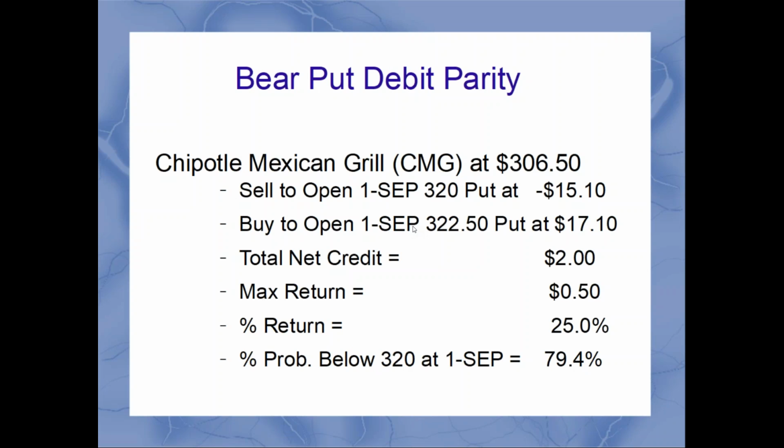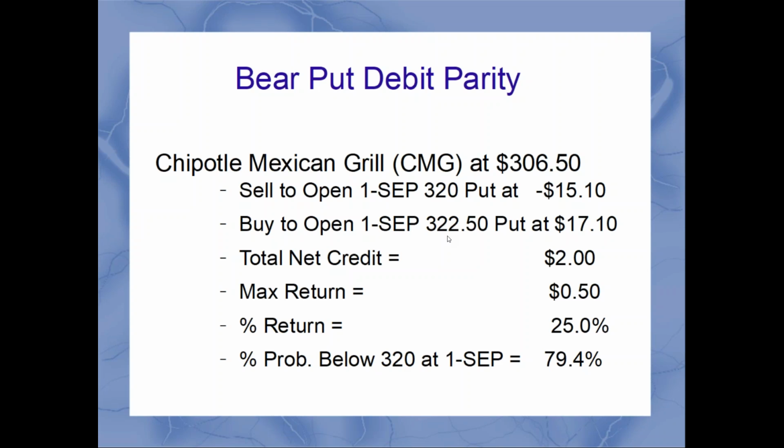Now, the bear put debit, we are starting off with an in-the-money put. Why is it okay to start off with an in-the-money put where we don't want that to happen in a bear call or the bull put credit? Because remember, that option that I'm buying in the debit is deeper in the money. In the case of the bear put debit, I can sell the slightly in the money 320 put for 15.10 and buy the deeper in the money 322.50 put at 17.10. So if I do get assigned early on this in the money 320 put, my long put's still in the money, I can exercise that immediately and get the 250 back, and I'm at max profit.